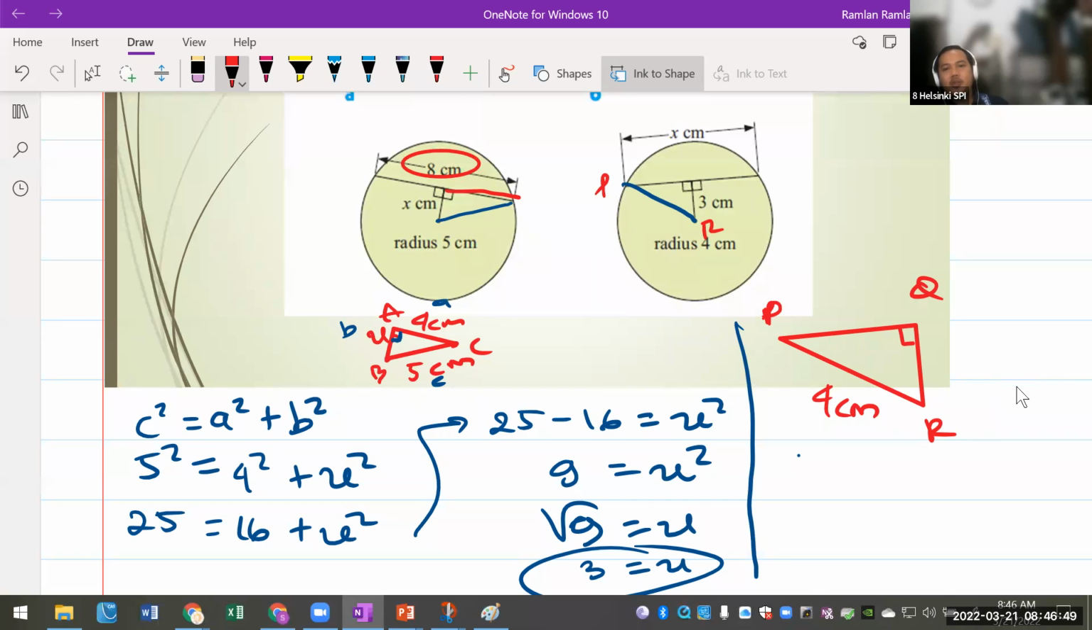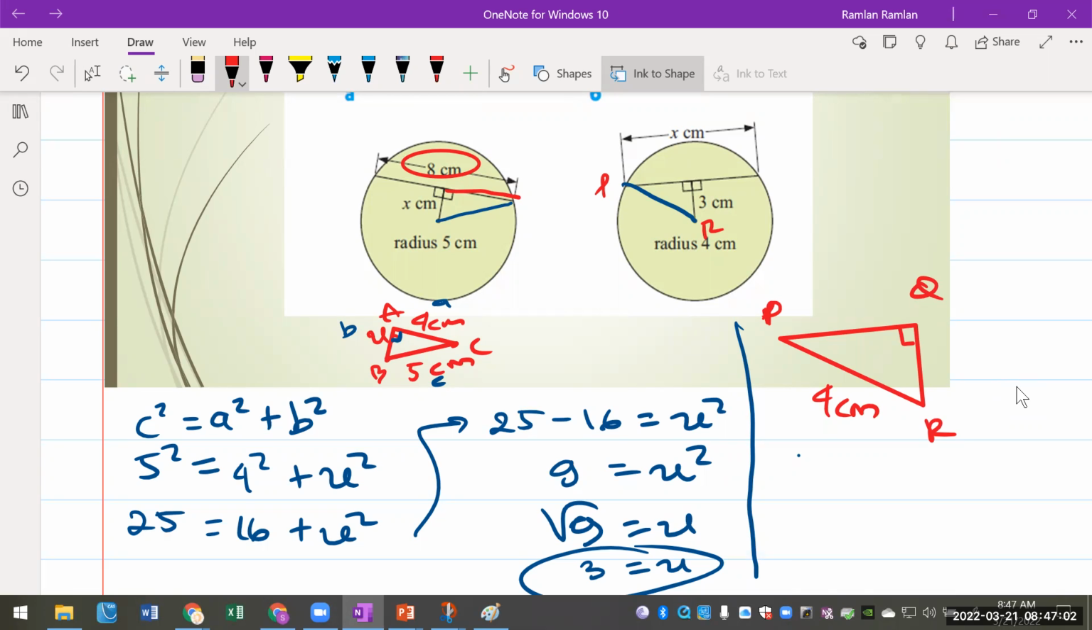which one do you think you know? Is it the PQ or the QR? Sorry, sir. Okay, which one do we already know, PQ or QR? The QR. The QR, which is? It's just 3 centimeter.